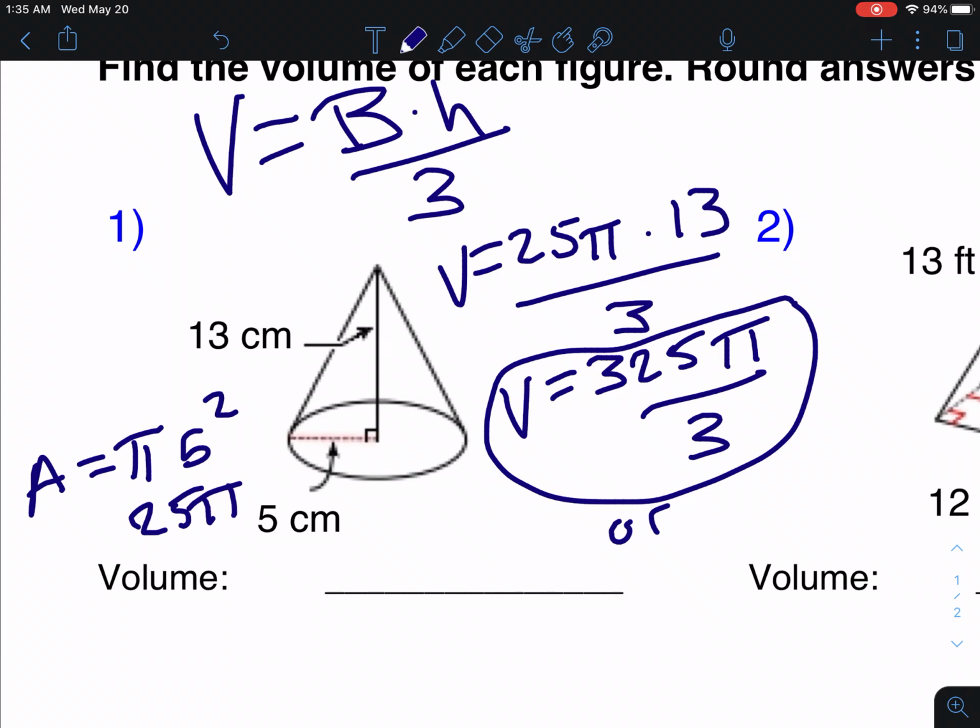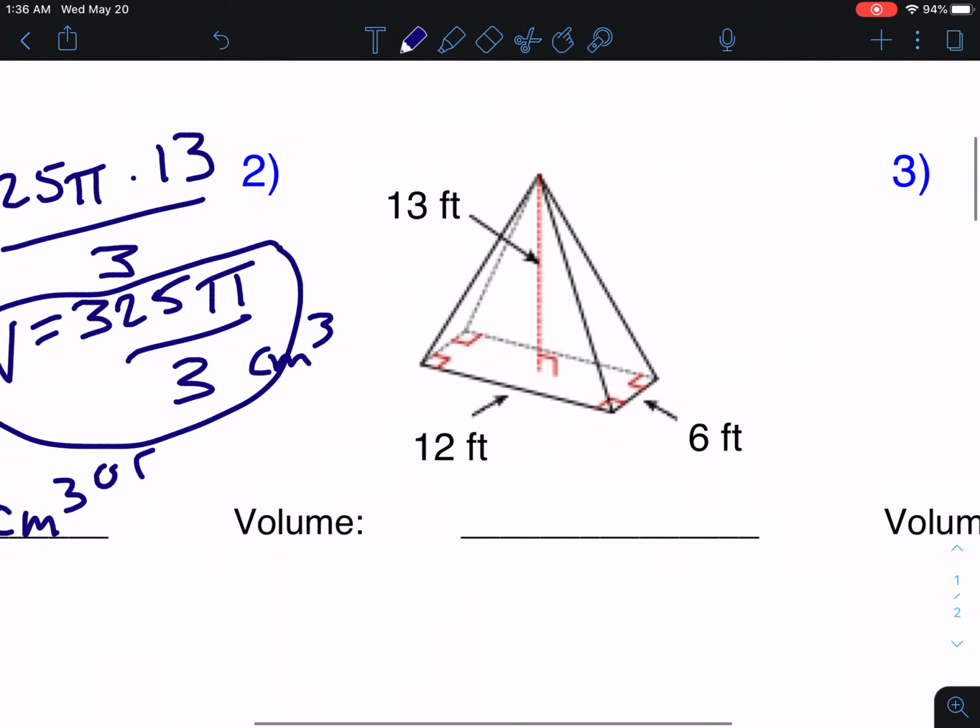If you would prefer a decimal equivalent to that, just do 325 times 3.14 and then divide by 3, and we'll get a volume of about 340.2 centimeters cubed. I forgot to write centimeters cubed for this one also. So again, like I did in the last video, either the exact answer or the decimal approximation is what we got.